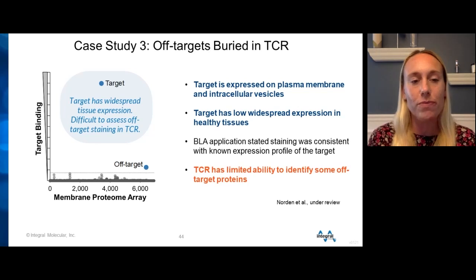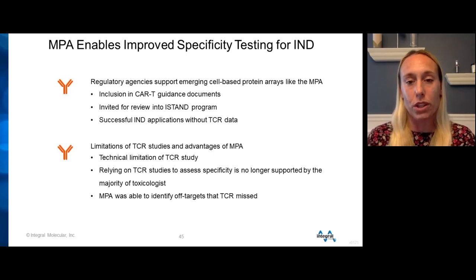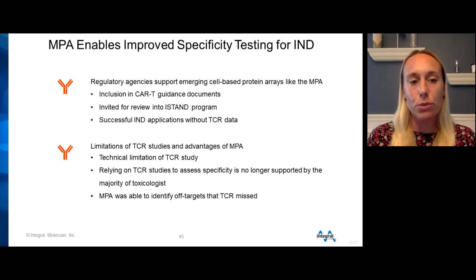hopefully coming out soon. So to wrap up my portion, today we talked about regulatory agencies now starting to support these emerging cell-based protein arrays like the MPA. Protein arrays are now included in CAR-T guidance documents, and our own MPA has been invited for review into the iStrand drug development qualification program. We have numerous successful IND applications that have used MPA data and not TCR data.